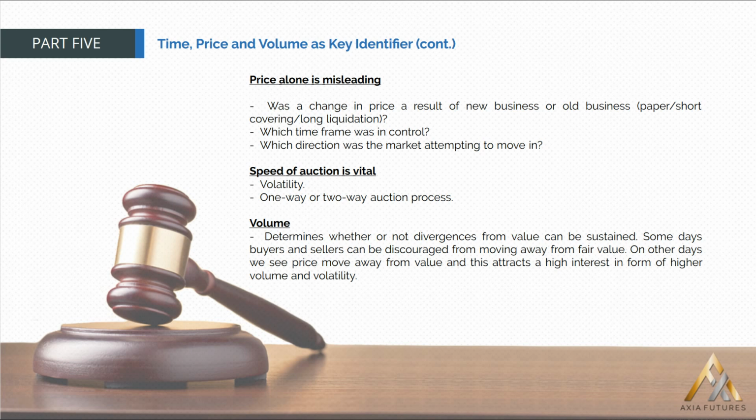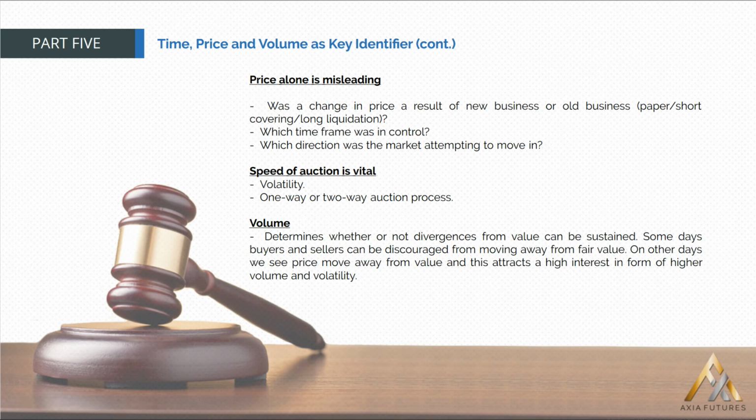Is it a one-way auction or is it a two-way auction? And now note, we're going to talk a lot about auctions quite extensively over the rest of Module 2. Then volume, one of our key pillars and one of our key identifiers. Note, volume determines whether or not divergences from value can be sustained. What do we mean by that?